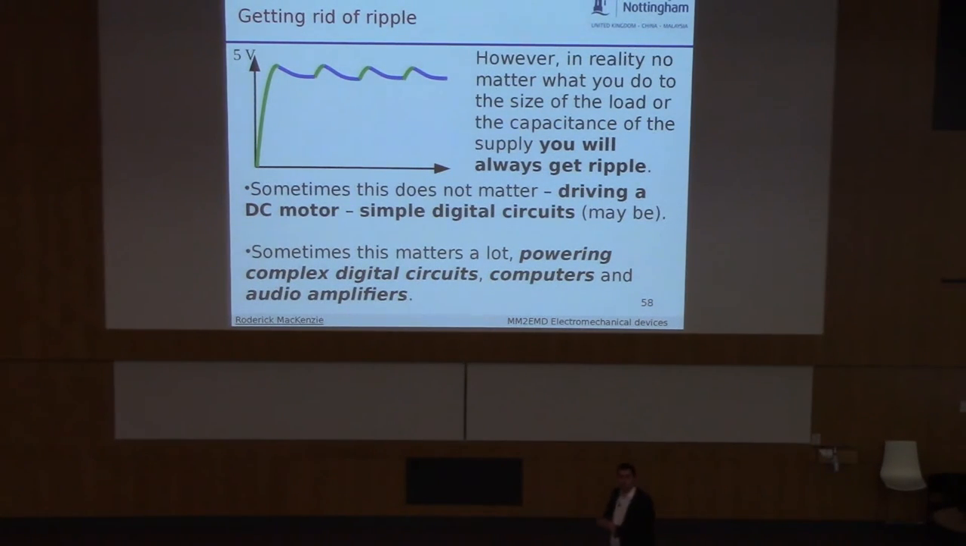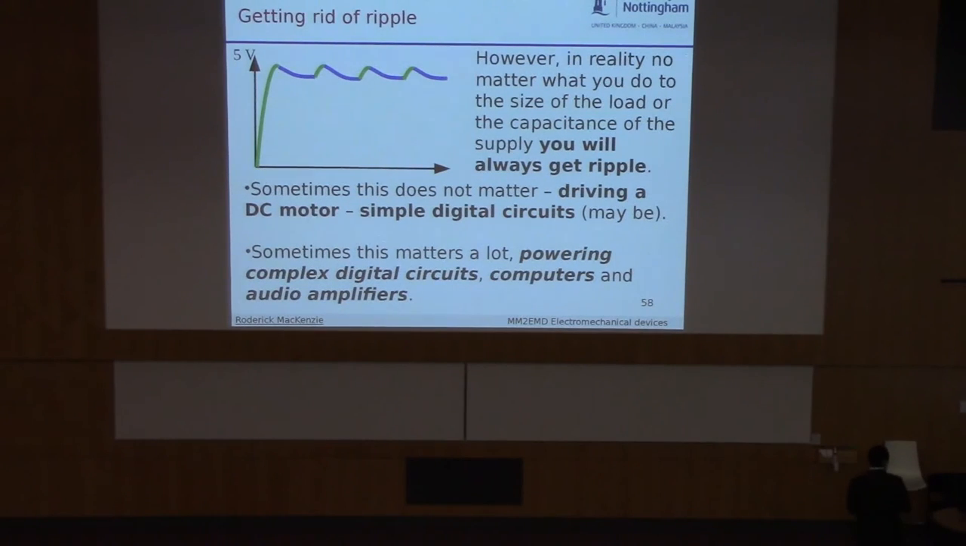Any questions on what we've done so far? Nope? Okay. So a ripple of 2 volts might be acceptable if you're running something like a drill or some type of really rubbish DC motor that you don't care about it being off for a bit. But if you're running something that's doing computation, a ripple of 2 volts would be absolutely crazy. So you'd want to really get rid of that ripple.